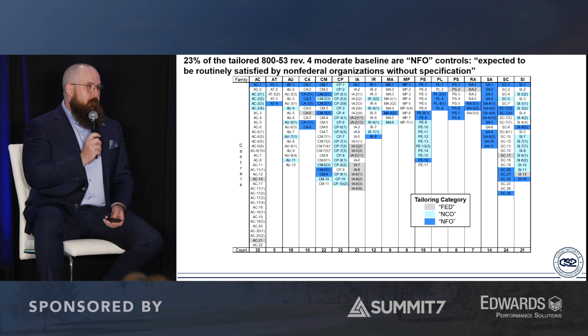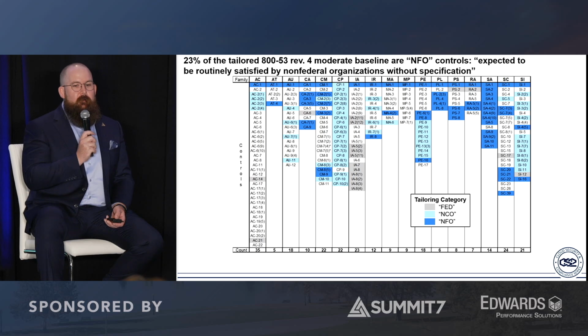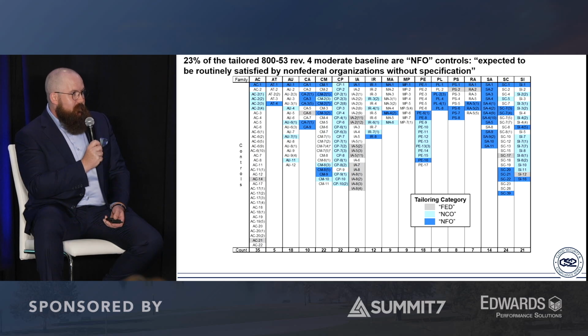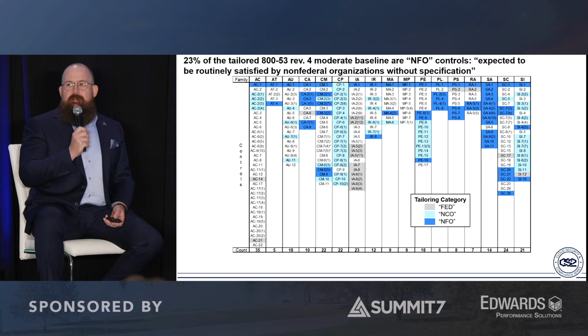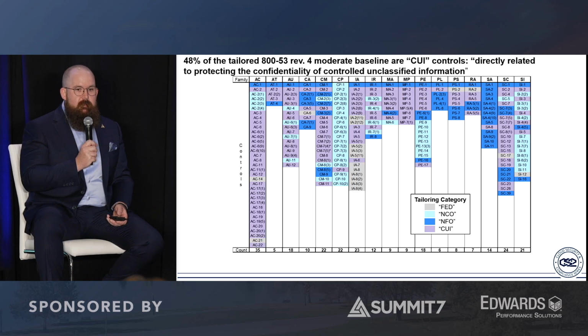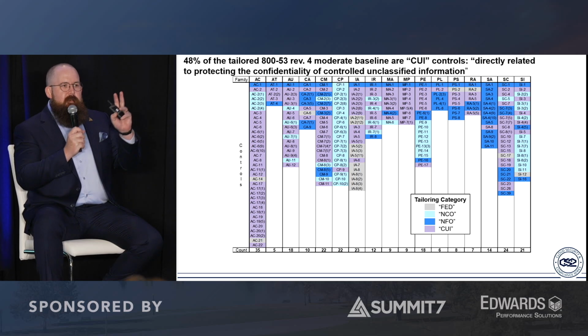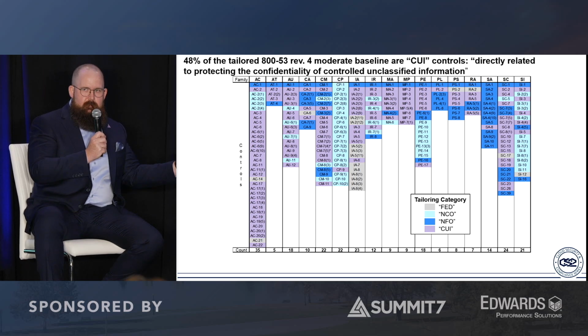These end up being all your policies and procedures, all your precursor controls, all your risk assessment controls, all of the controls around managing external service providers. And this has really been the rub with the revision, but they did make all of these assumptions in this beautiful blue color. Everything else in CUI purple here was categorized as CUI. Now that doesn't mean they are CUI. This is the tailoring category to say they're relevant to CUI.